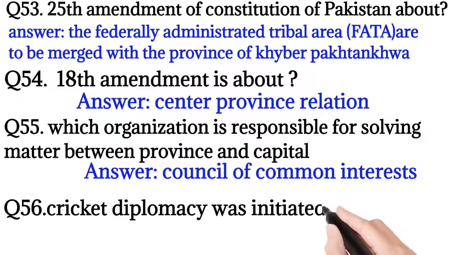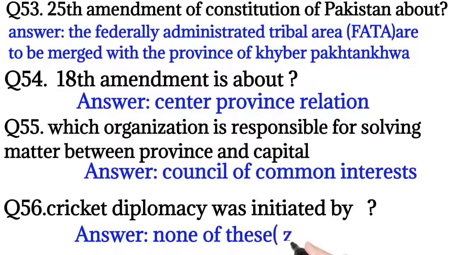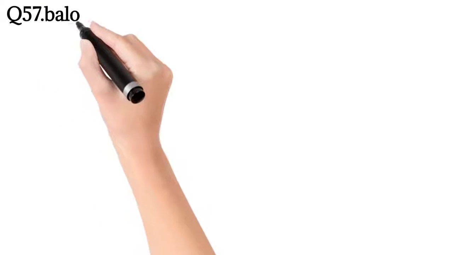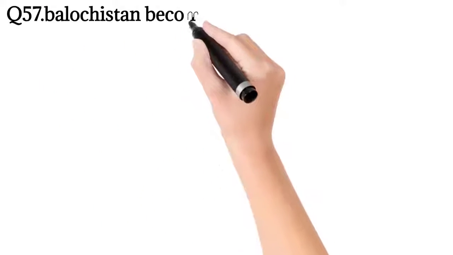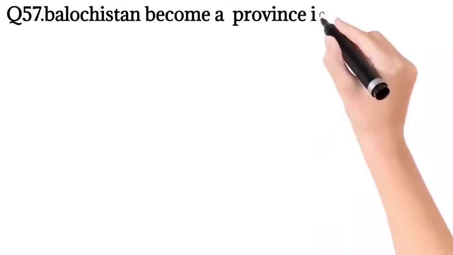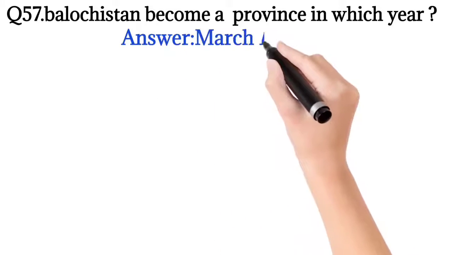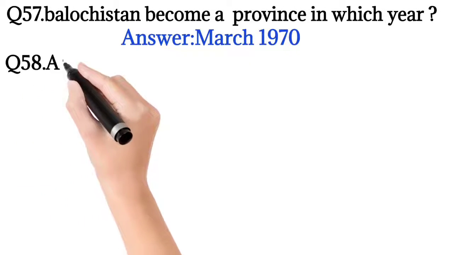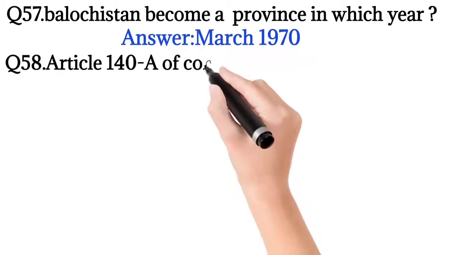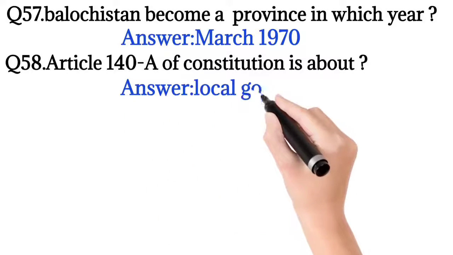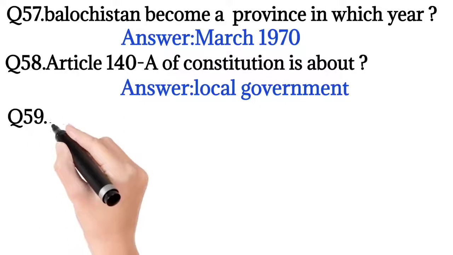Question number 56. Cricket diplomacy was initiated by. So the answer is none of these, but Zia-ul-Haq. Question number 57. Balochistan became a province in which year? So the answer is March 1970. Question number 58. Article 140A of Constitution is about. So the answer is local government.